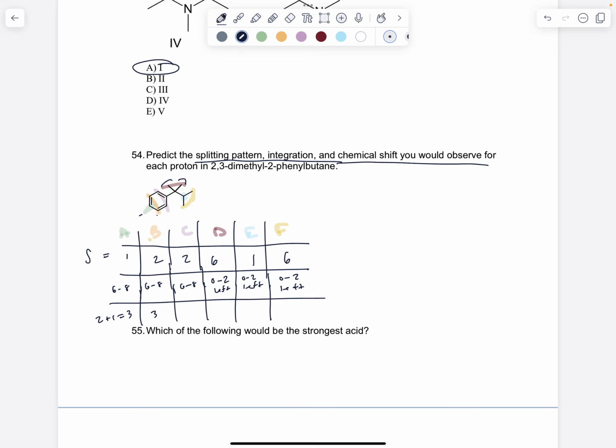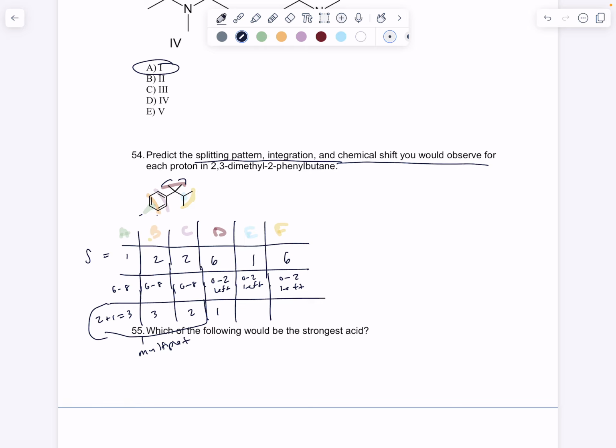But a lot of times benzene rings fall really close to one another. This would have 1 neighbor, so I think this would be a doublet. But a lot of times these all kind of end up near each other, and this whole thing becomes a multiplet in real life. So I don't worry as much about benzene splitting. Okay, D does not have any, so it would just be a singlet, has no neighbors.